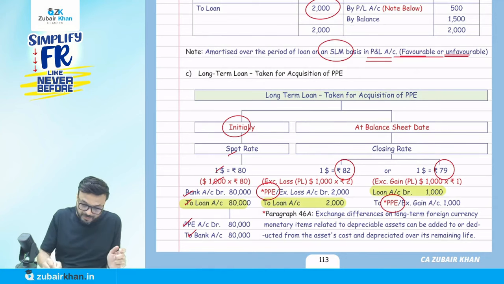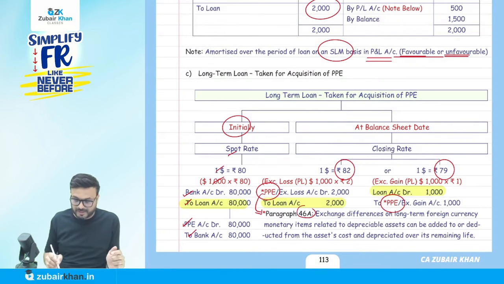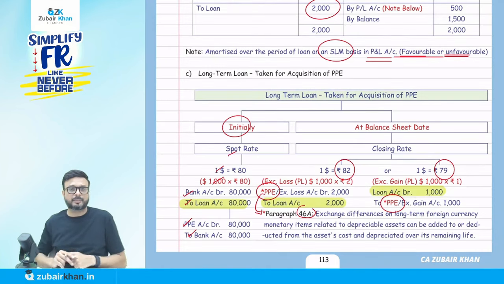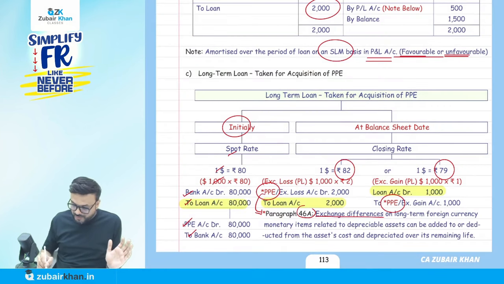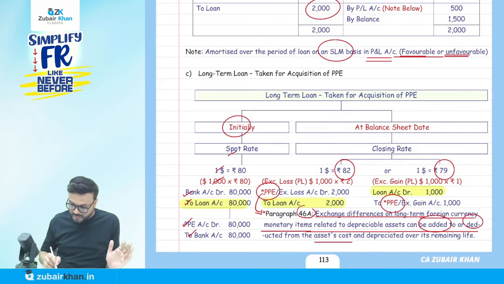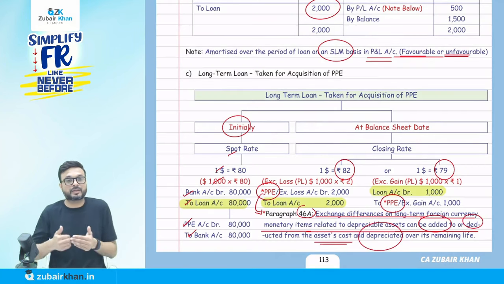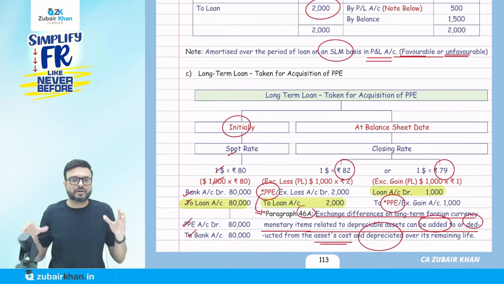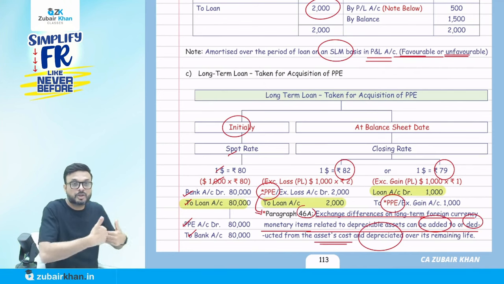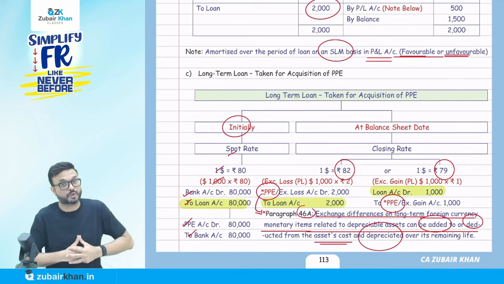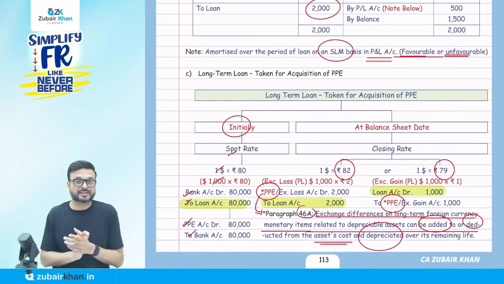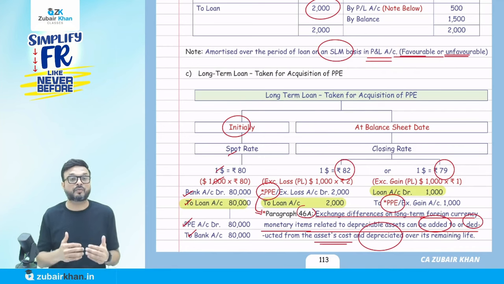So they say it in paragraph 46. Only remember this paragraph number of AS 11, because if it comes in an examination, you have to give the reference there. And then they say exchange differences on long-term foreign currency monetary items related to a depreciable asset can be added to or deducted from the asset cost and depreciated over its remaining life. So we add to the cost of the PPE, whether it is a loss or a gain, and whatever value comes for the PPE is going to be depreciated over the remaining useful life of the asset, and it will go in the form of depreciation to the profit and loss account. This is what we have discussed about the accounting treatment of the foreign loan.